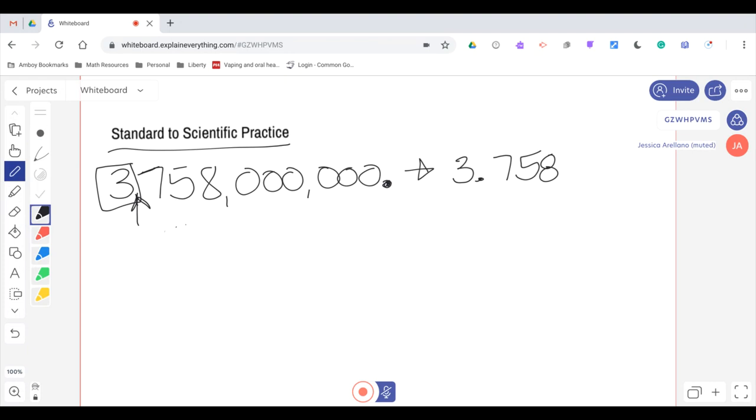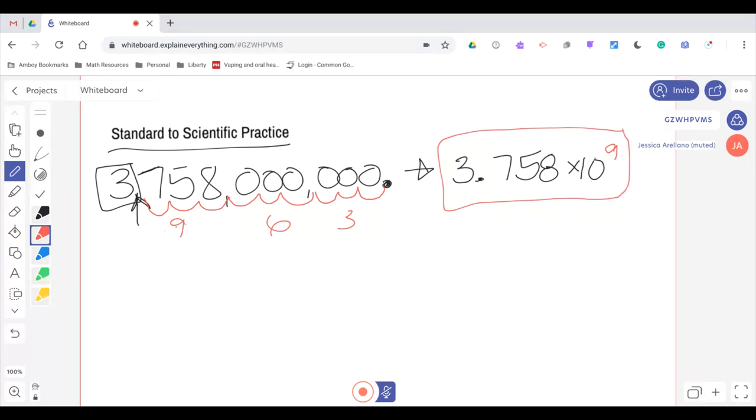So that part is pretty straightforward. You want the decimal to be behind the significant number, and then we're going to put times 10. Now we have to determine the exponent, and the exponent is determined by how many times we had to move the decimal to get there. So here's what I mean. I have to move it once, 2, 3, 4, 5, 6, 7, 8, 9. I had to move it 9 times. So this is going to be 3.758 times 10 to the 9th power. And this is scientific notation.